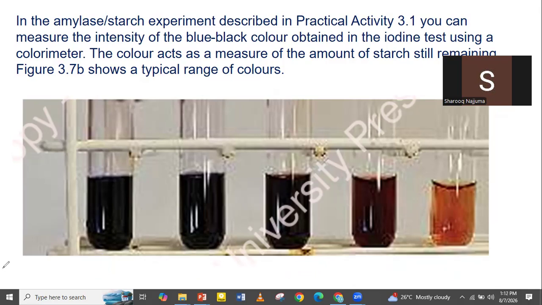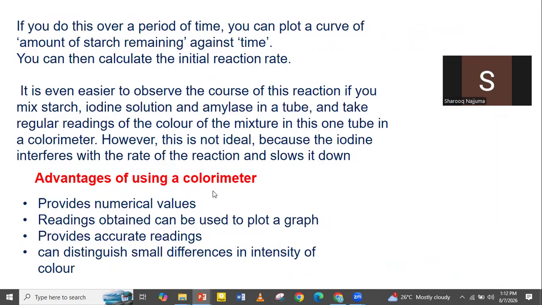It gives you quantitative results. It gives you numerical values, which you can plot on a graph. Unlike if you just had blue-black, light blue, brown, that wouldn't be possible. So if you do this over a period of time, you can plot a curve of amount of starch remaining against time. Amount of starch, you can see, is in quotes, which will simply be the absorbance. And then you can even get the initial rate of reaction.